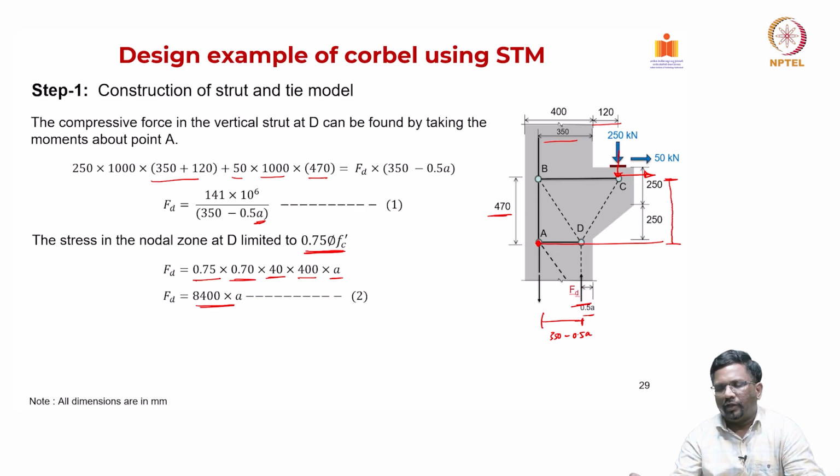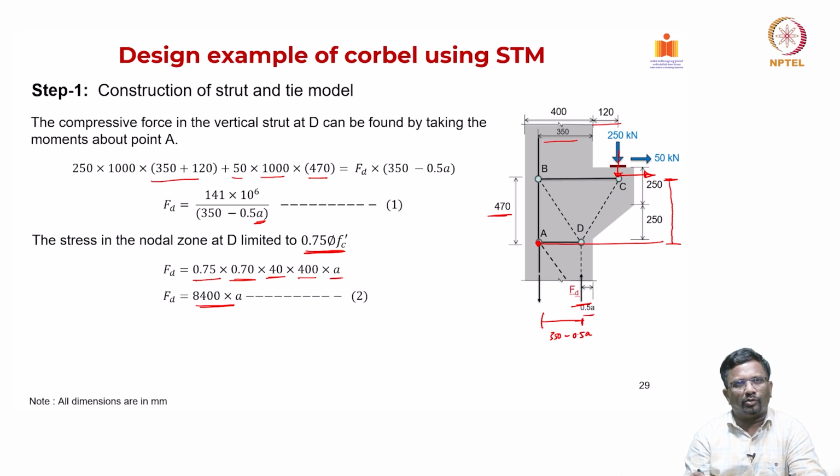First, we are taking the moment about point A, because the external moment should be equal to your internal moment. That condition we are applying. The second condition is this force FD is passing through this node, that again the node also has a limited capacity in taking that force, right. So, using that again we are finding a relationship between A and FD.